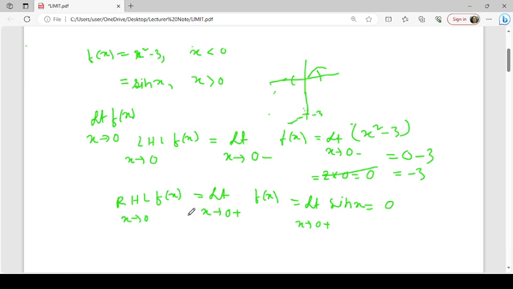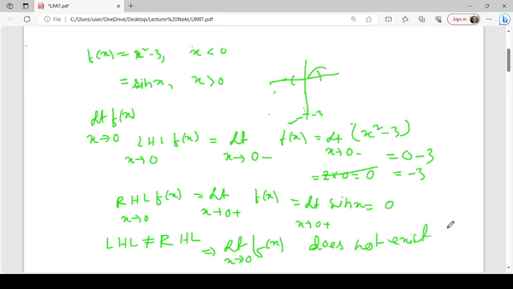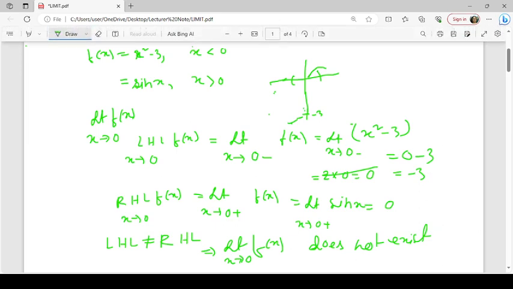Means what? They are not equal. So here the left hand limit is not equal to the right hand limit, and we say the limit doesn't exist. This implies the limit of f(x) as x tends to 0 does not exist. We need to write this: does not exist. So this is the way to find the limit of a function, right hand limit, left hand limit.